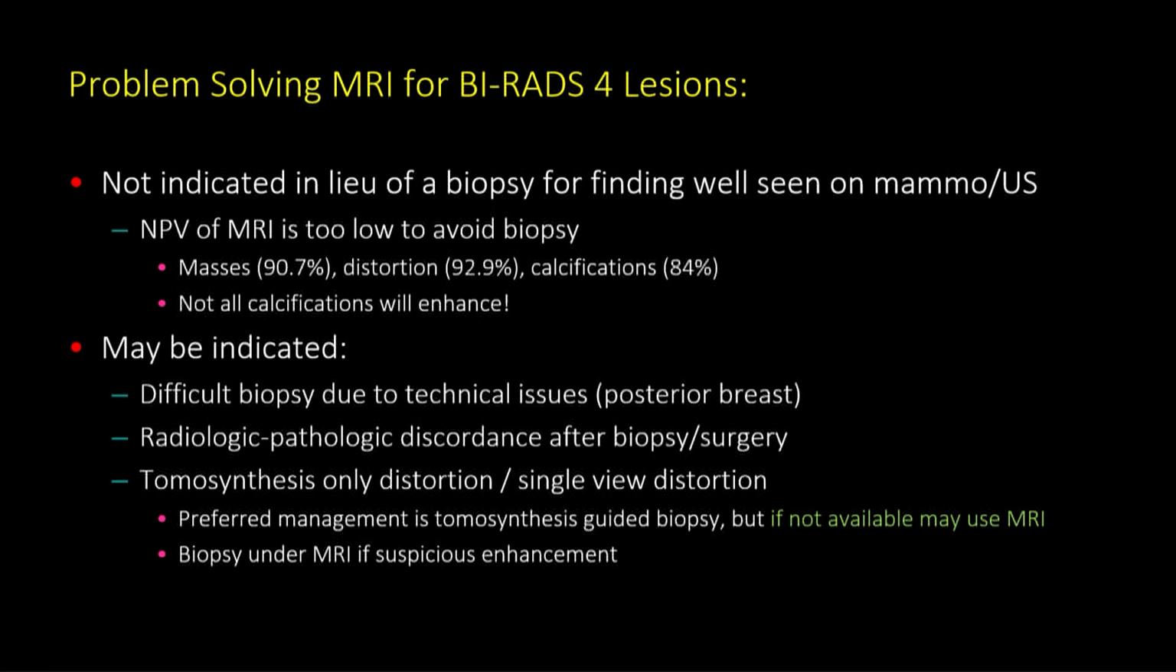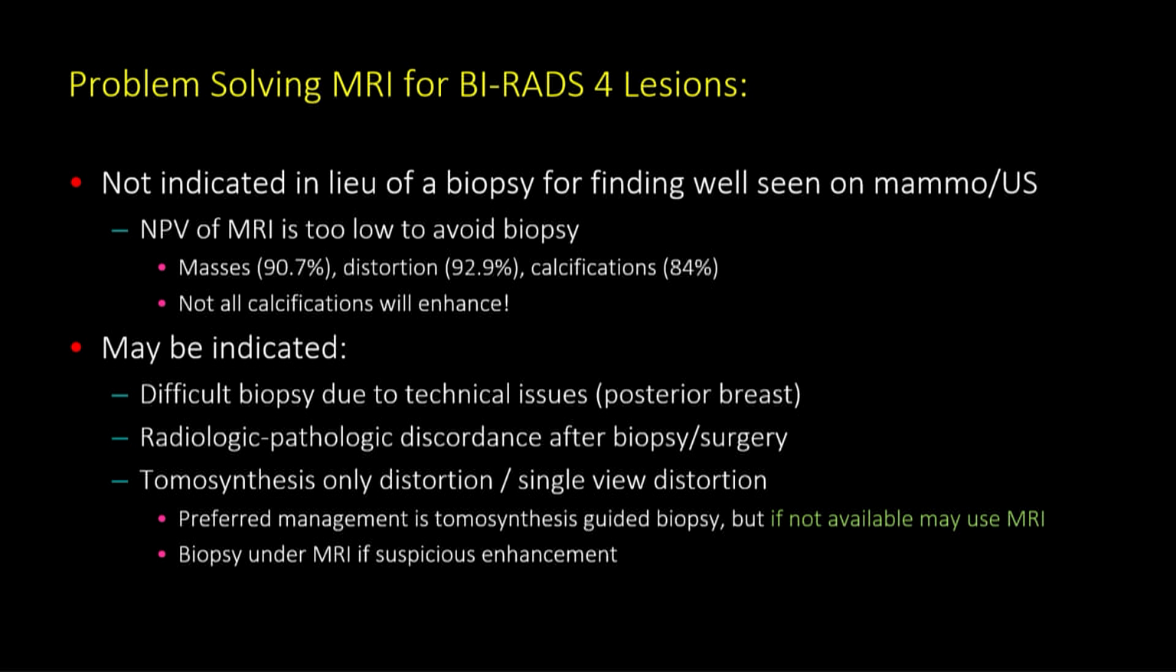So, problem solving for BI-RADS 4 lesions. Again, I want to emphasize that this problem-solving MRI should not be used in lieu of a biopsy of a finding that's well seen on mammo and ultrasound. This is because the negative predictive value of MRI is too low to avoid biopsy, especially in calcifications. The negative predictive value is up to 84% for problem-solving MRI in calcifications. Not all calcifications enhance.